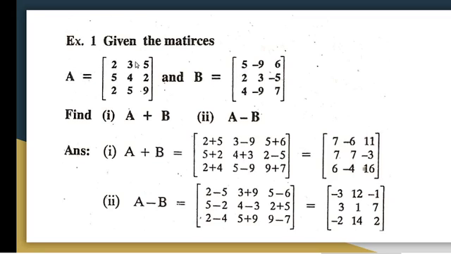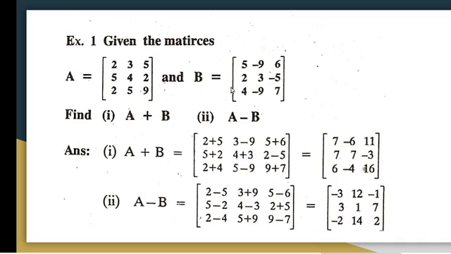Then 3 minus of minus 9. That will be 3 plus 9. Then 5. You have to consider the sign, that is the difference here. In the same way, just like the operation of subtraction, you have to subtract the elements. 5 minus 6, third element. Then 5 minus 2 in the second row, first element. Then 4 minus 3, second row, second element. 2 minus of minus 5, that will be 2 plus 5.